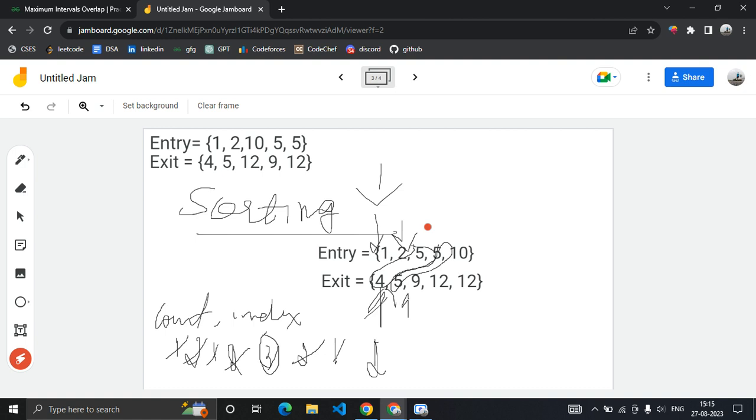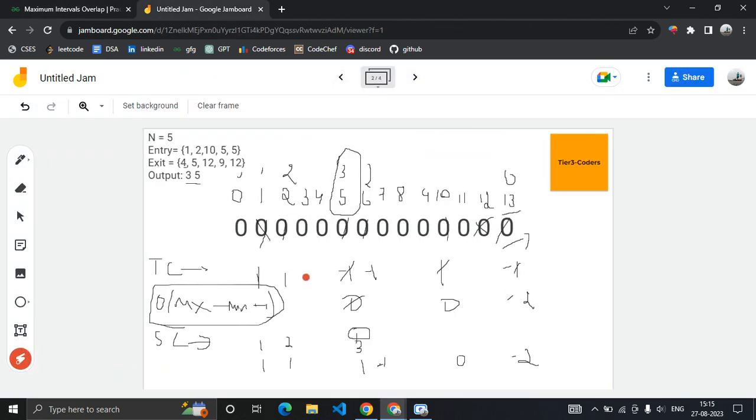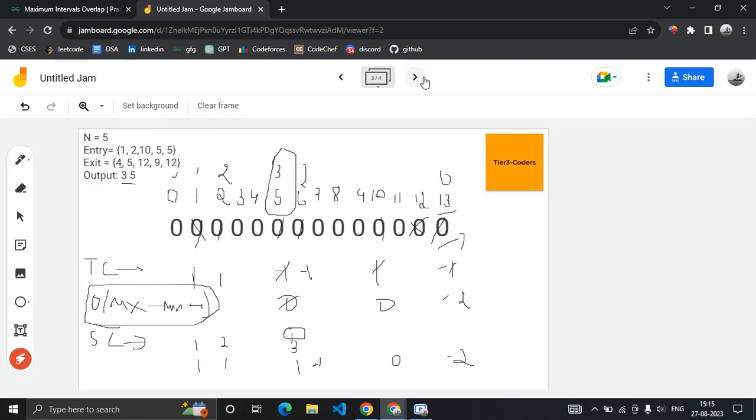Now let's code this question. I will write the code for this approach. I think I explained it well enough that you can code this approach by yourself.